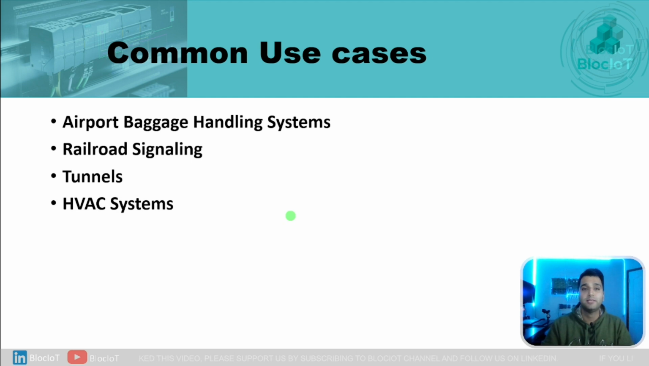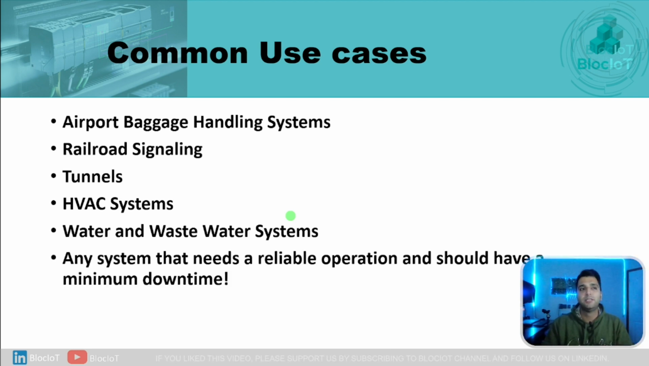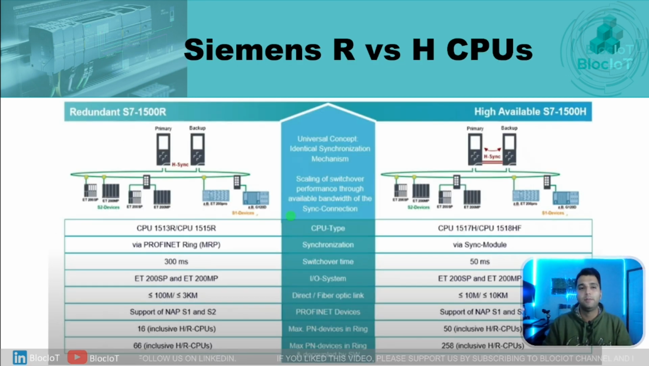Another example is an HVAC system or ventilation system in industrial or commercial systems. Water and wastewater systems are another place where you can see R/H systems, and overall an R/H system can be used in any system that needs reliable operation, and those systems that should have minimum downtime. You name it: oil and gas, mining, and many other industries. So today's live demo will be on a Siemens redundant CPU.